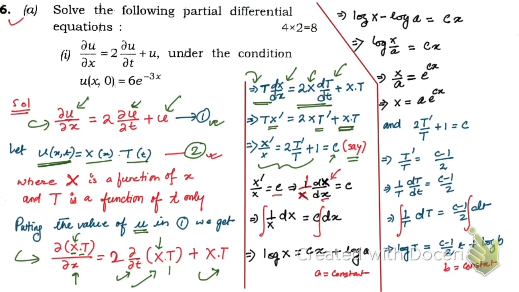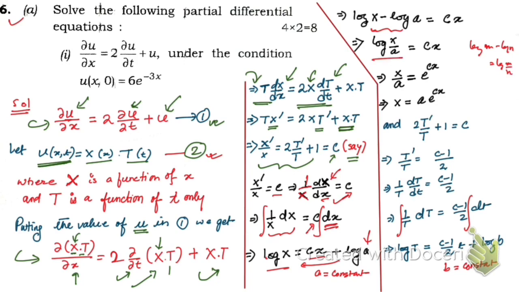So integrating both sides, this dx can be multiplied by C, then you will get 1 by X dx is equal to C dx. And as C is constant, it is taken out. So integration of 1 by X is log of X, right? And integration of dx is X, right? And let me take log of A, it is an integrating constant, right? So now let us bring this term to this side and use the property of log, that is log M minus log N is equal to log M by N. Using that property, we have got this result.